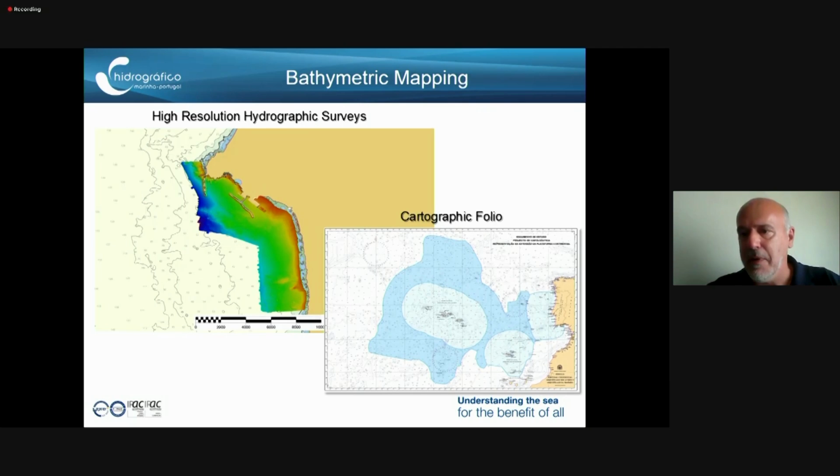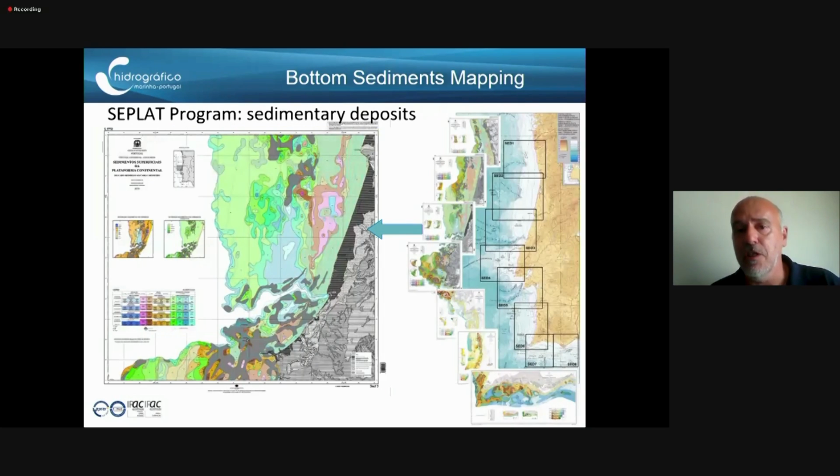Namely, the capacity for conducting high resolution hydrographic surveys of these very coastal areas and in the global coastal ocean area, and the production of cartographies, maps of these bathymetric characteristics. Also, the capacity to conduct bottom sediment analysis and sampling, and to build charts for the bottom sedimentary cover.